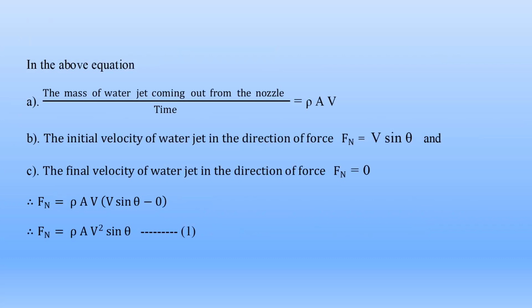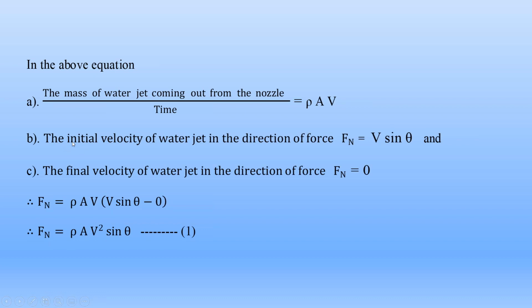This is the calculation. So in the previous equation, the mass of water jet divided by time is equal to the mass of water jet coming out from the nozzle per second, that is equal to rho AV. This is the first one, the mass of water jet coming out from the nozzle per second, rho AV.